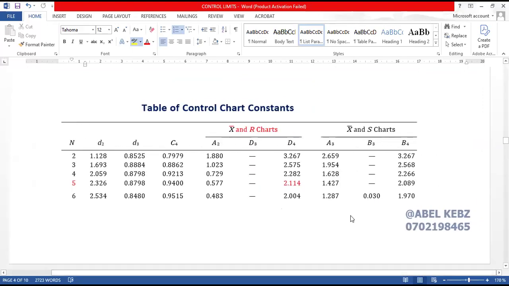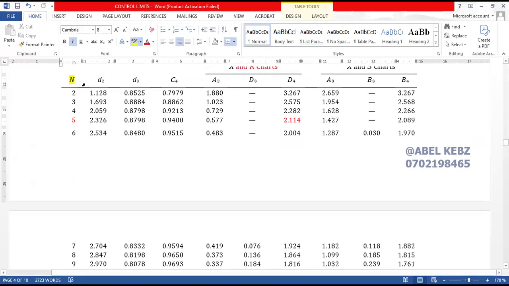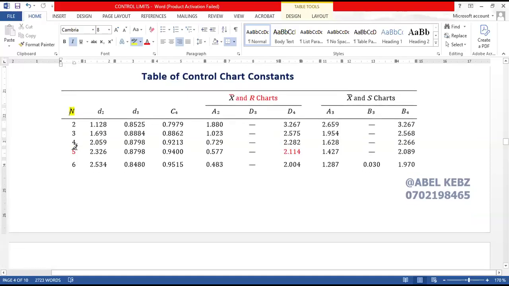You need to know how you can read the table. This n will always be the number of observations. In an exam question, how many observations do you have?